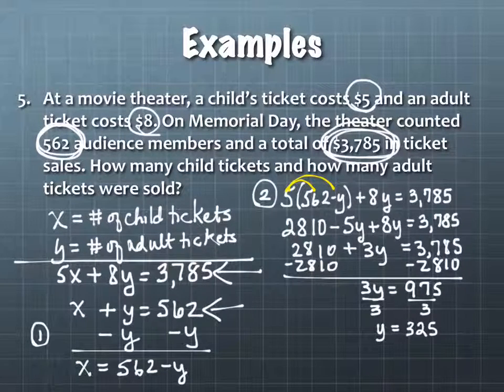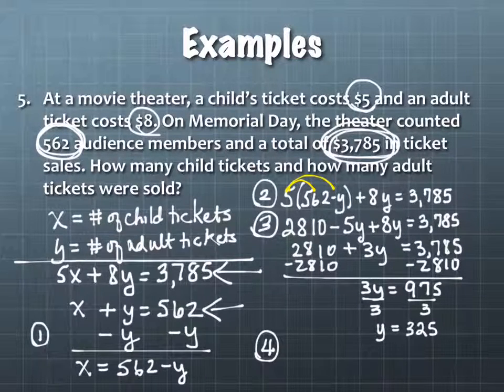325. Okay, so step 2 is to substitute. Step 3 is to solve. So this was step 3 that we just did. Solved it for y equals 325. Step 4 is to back substitute. It means to take my solution that I just found and find the other variable.